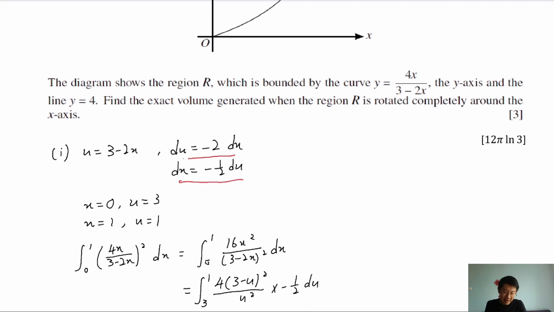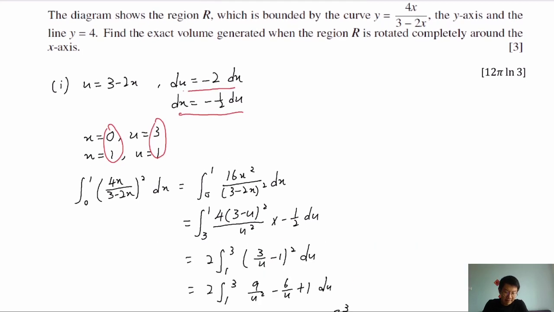Whenever we have a substitution, remember to change the limits, because the values given in the integral earlier are 0 and 1, so we need to change them to values of u. In that case, the corresponding values for u will be 3 and 1.